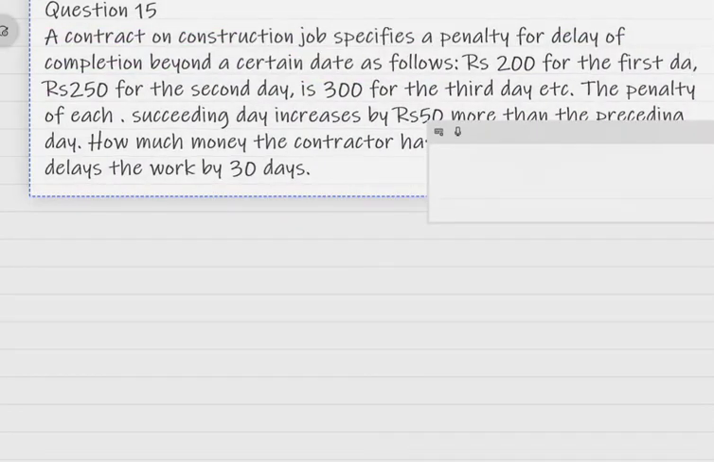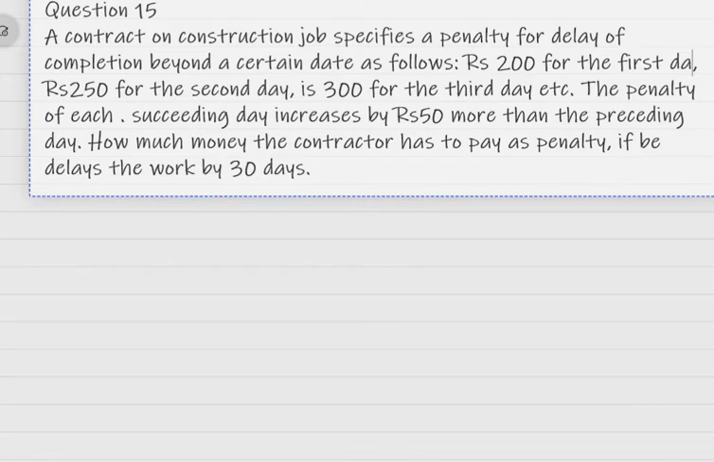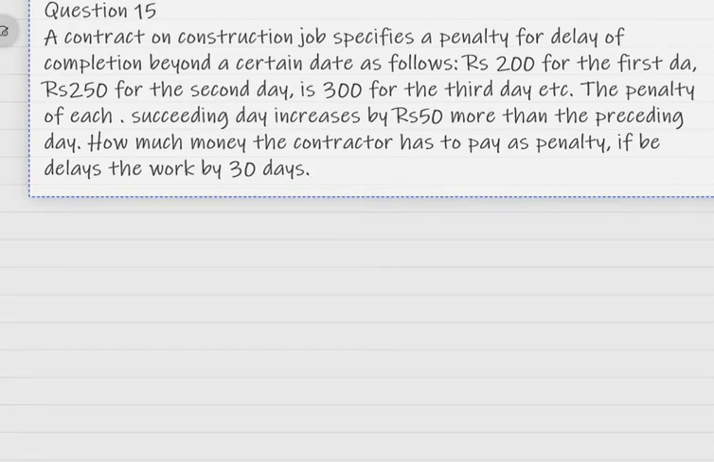For 30 more days. That means from the date he has been specified to give, he is not able to complete his work for the specified date and it takes 1 month more, then what penalty the contractor has to pay. Now let us see that. So on the first day, let's see on the first day what is the penalty. For the first day the penalty is rupees 200.